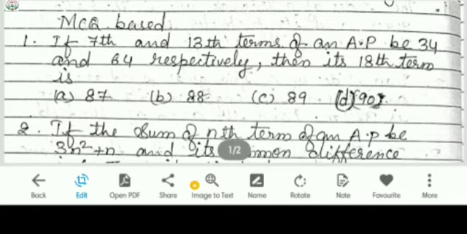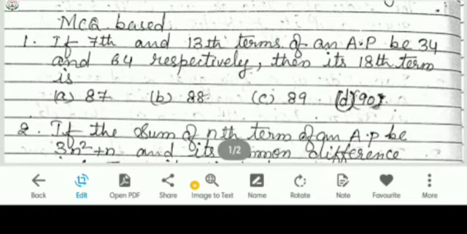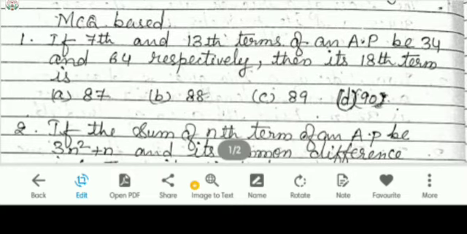Then the 13th term is 64. So the 13th term, a13, will be how much? In the same way, use the formula a plus n minus 1 into d. Here n is 13, so in place of n put 13, that is a plus 13 minus 1 into d equals 64. So that will be a plus 12d equals 64. So mark it as equation 2.